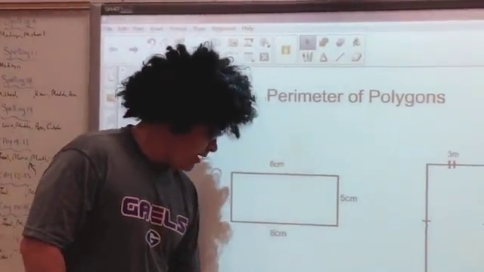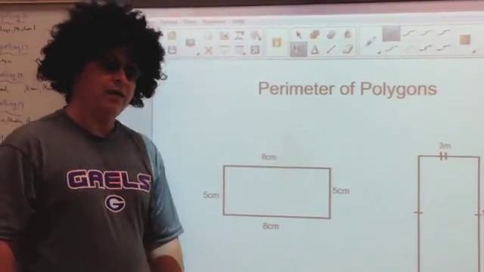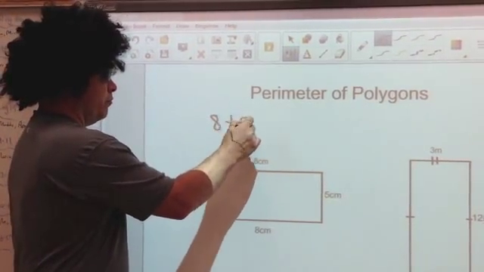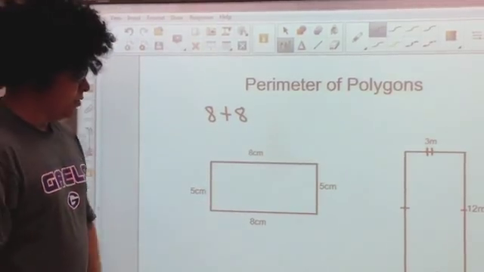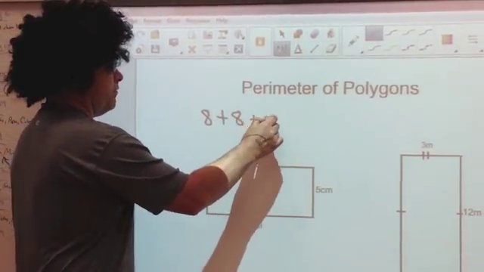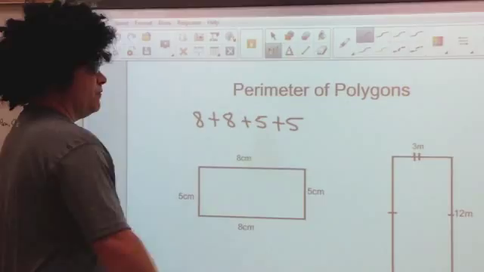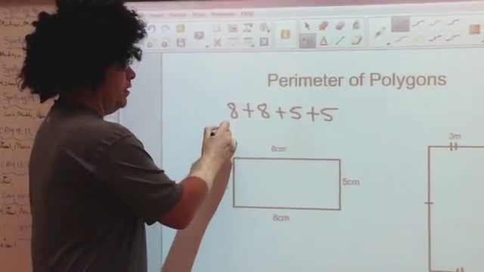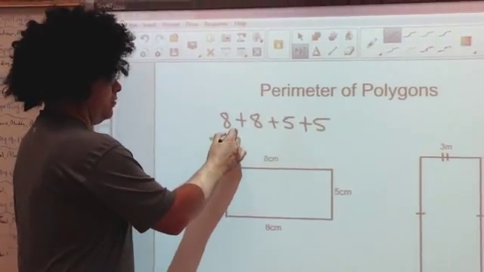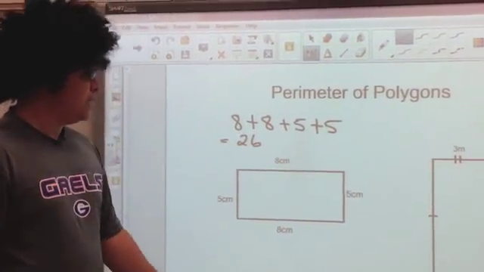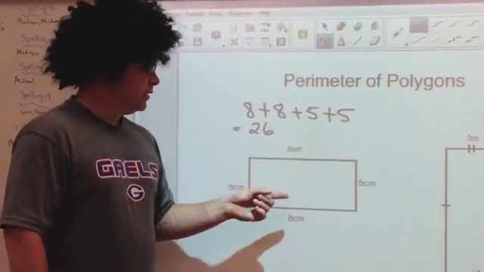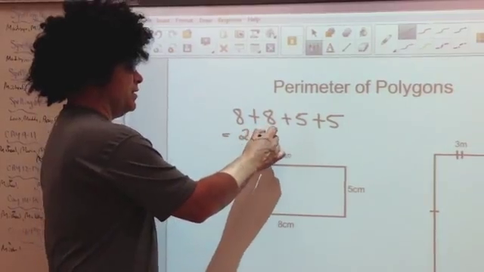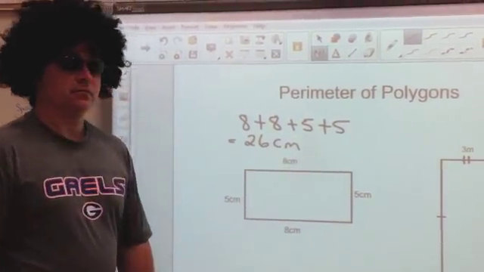So to figure this out, all we have to do is add everything up. It's pretty simple. So we would just go 8 plus 8, because we have 2 8s there, plus 5 plus 5. And that's all we have to do. So we would add that up, and we would get 16 plus 10, which is 26. Now, the key here also is you have to remember, include your units. So in this case, centimeters is our units, so we have to put centimeters at the end.